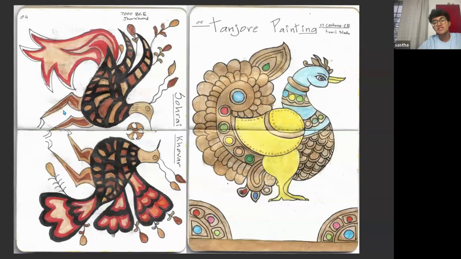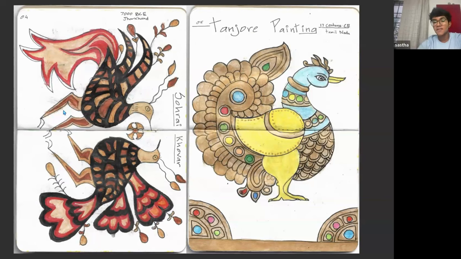And moving on, this is one of the art forms which I haven't discussed: Sohrai Kovar. This is a very native art form to Jharkhand, where it's very old and not very practiced in the current era, but it focuses on depicting flora and fauna and the lifestyle of the Sohrai tribe.